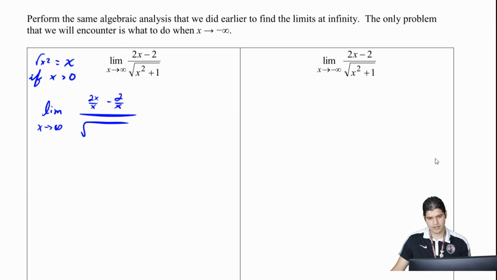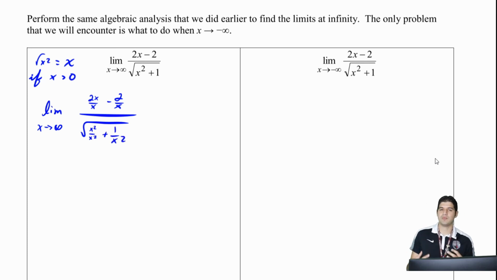So the limit as x approaches infinity of 2x over x minus 2 over x, all over the square root of x squared over x squared plus 1 over x squared. So the difference here is in the denominator, since we're still inside that square root, I can use that x squared. But in the numerator, I have to take the square root of x squared and use that one instead. So the square root of x squared is coming out to be x.